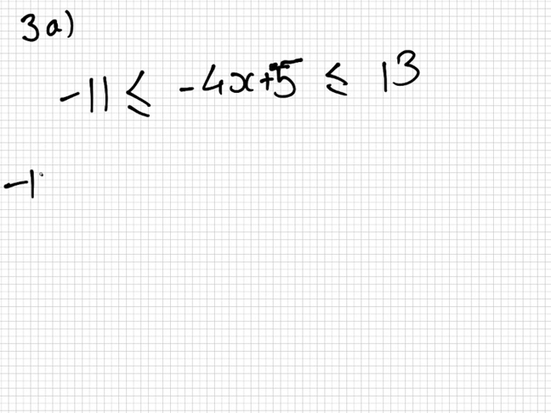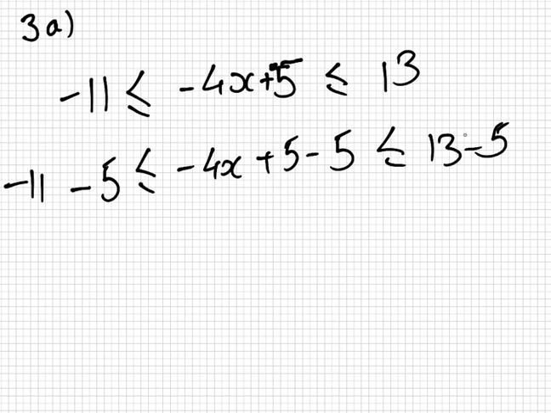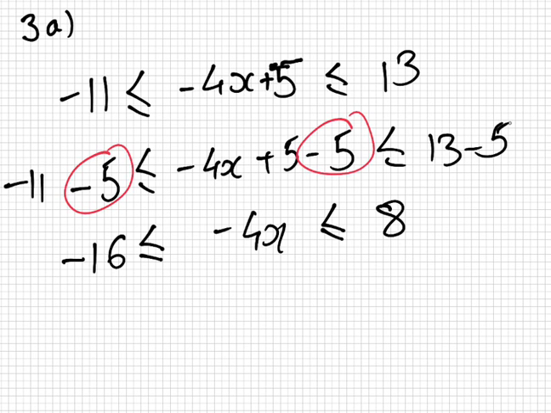So what we do first is we minus 5 from everything. Minus 5 here, and then minus 5 in the middle one, and then minus 5 in the last one. And the reason for that is so it cancels the 5 in the middle. So we get minus 16 less than or equal to minus 4x less than or equal to 8, isn't it? So what you're doing is you're removing 5 from all 3, because you don't want this 5 here.